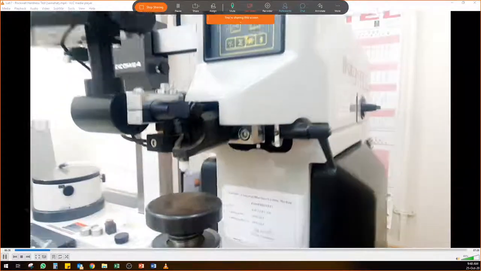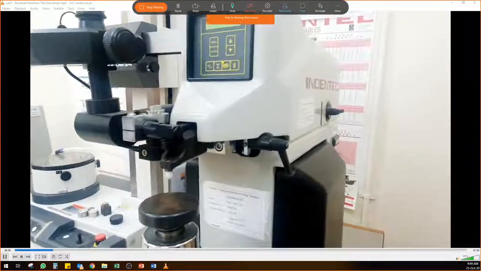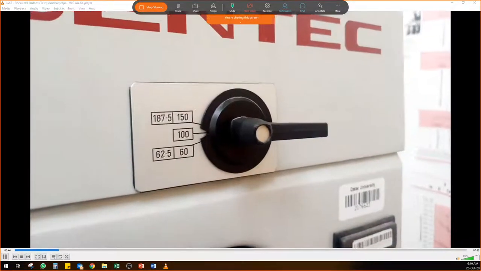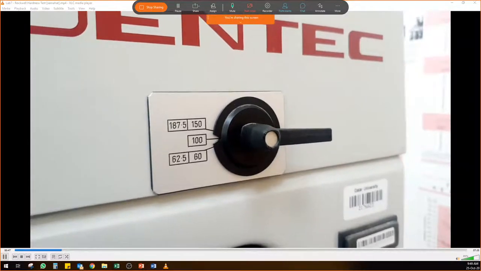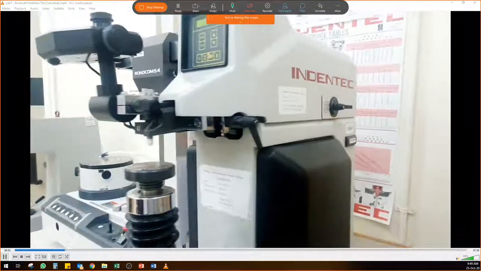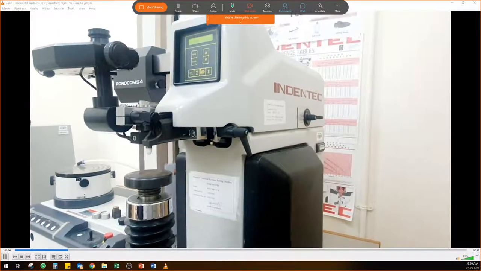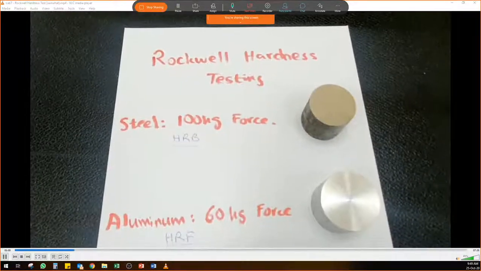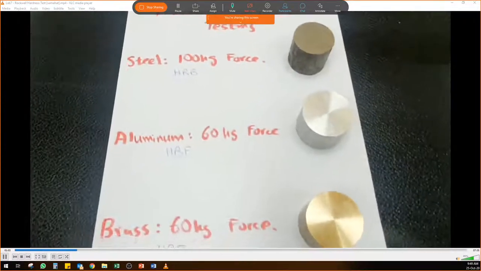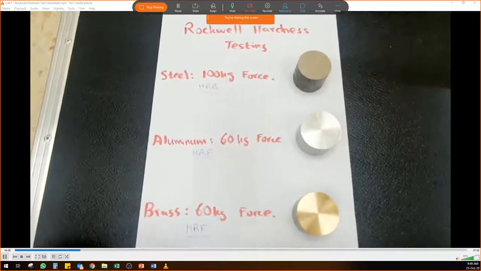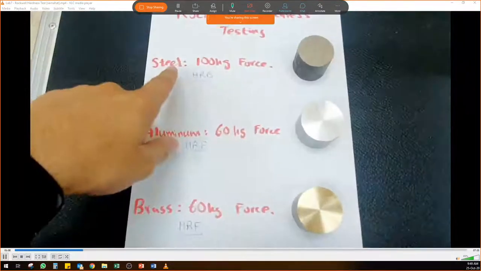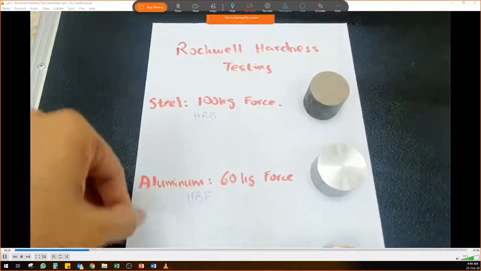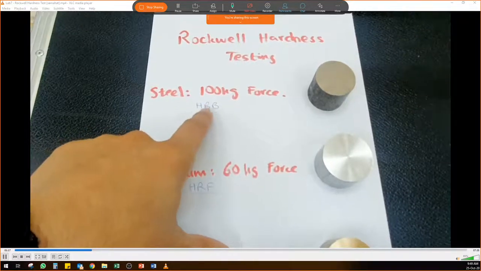We have different scales in the Rockwell hardness testing as explained in the lecture: HRA, HRB, HRC. They depend on the indenter type and also the load we are going to apply. And the load will vary depending on the sample we are going to test. In this case, we will test the same three samples, and let me explain the samples now. The samples we are going to test today are again steel, aluminum and brass. For the steel, which is a ferrous material, the load we are going to apply is 100 kilogram force, using the 1/16 indenter, which is again the HRB scale.